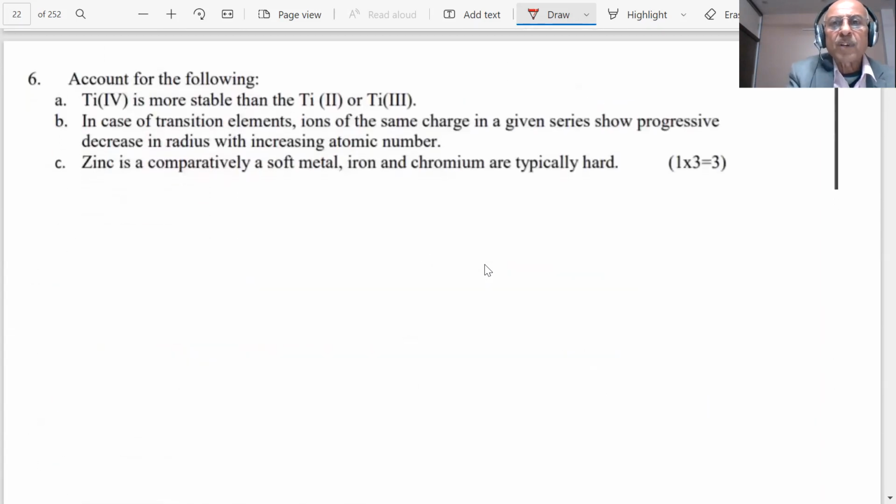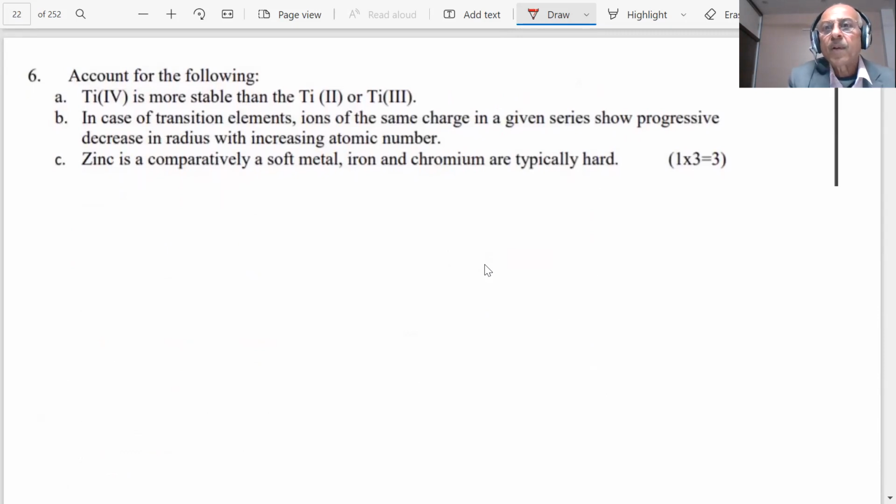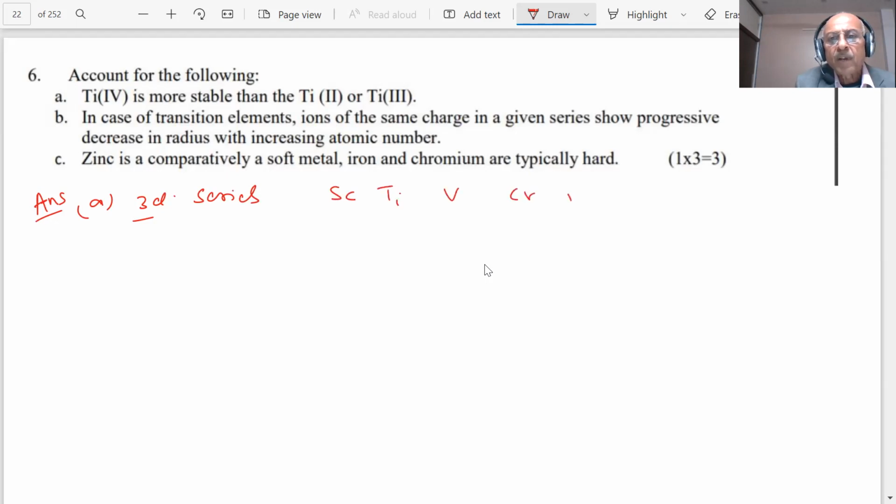Another question is coming. Question number 6 is on the screen, students. It says, account for the following: Ti4+ is more stable than Ti2+ or Ti3+. Now we are talking of transition elements, the 3d series. What do you have? Scandium, titanium, vanadium, chromium, manganese, iron, cobalt, nickel, copper, zinc. This should be learned by all the students. 21, 22, like this, it goes up to atomic number 30.